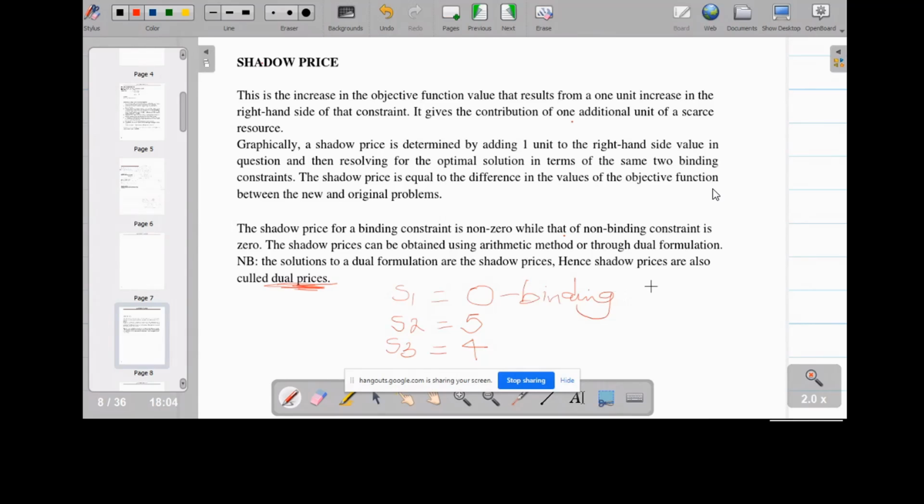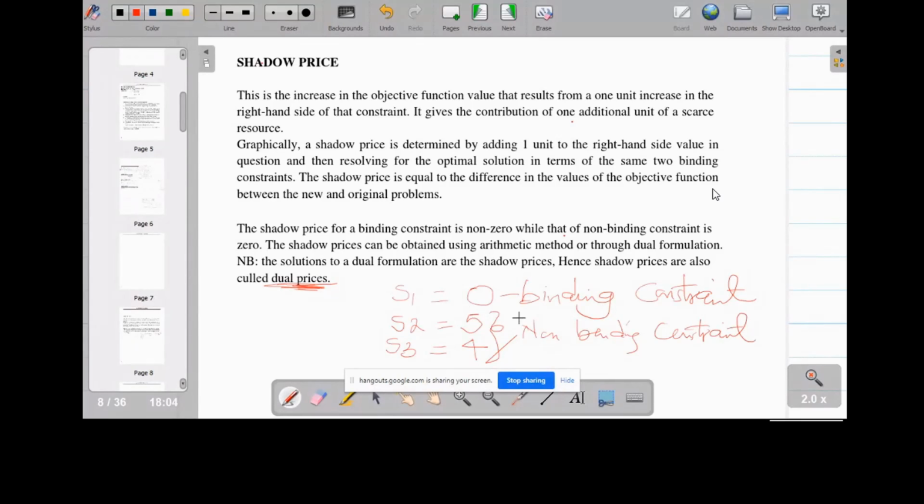Then where you find a shadow price or a dual price is not 0, it's non-zero, like 4 and 5 in this case, these are non-binding constraints. A non-binding constraint simply means there is more capacity.